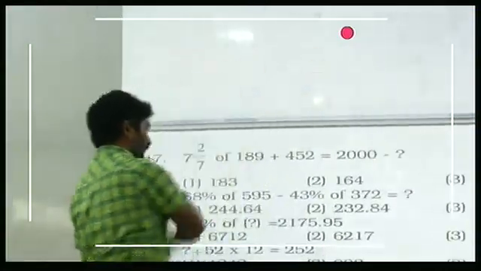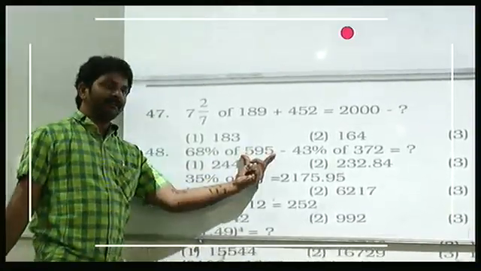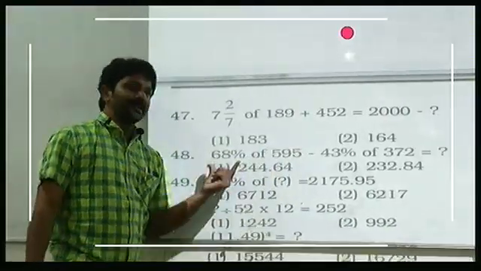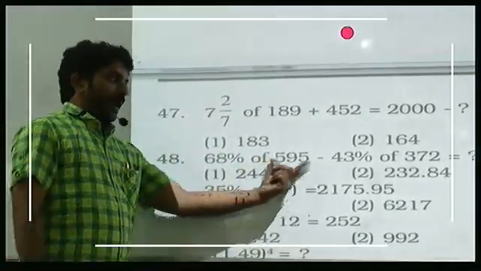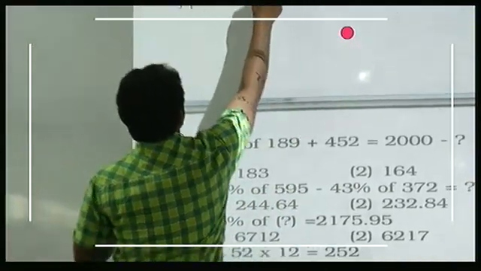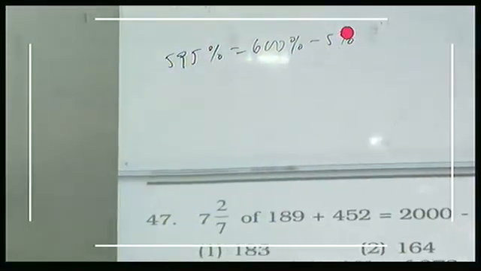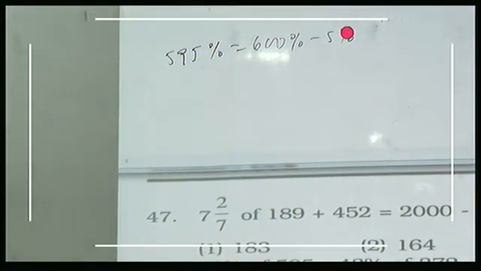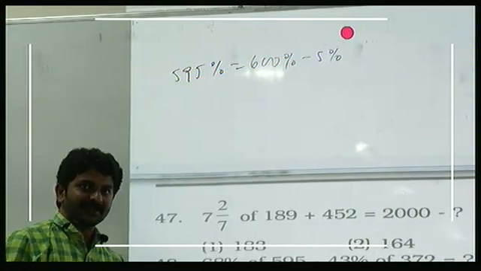Next. 68% of 595 or 595% of 68. I'll go with 595% of 68. I'll treat 595% as 600% minus 5%. Right? So this is on what? On which number we have to calculate 600%? 68. 600% is 6 times.